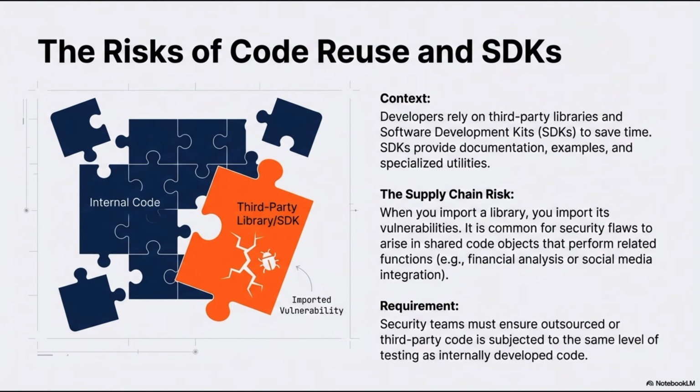The risks of code reuse and SDKs. Developers rely on third-party libraries and software development kits to save time. SDKs provide documentation, examples, and specialized utilities. But when you import a library, you import its vulnerabilities. It's common for security flaws to arise in shared code objects that perform related functions, for example, financial analysis or social media integration. So as a requirement, security teams must ensure outsourced or third-party code is subjected to the same level of rigorous testing as internally developed code. You don't want to be importing vulnerabilities.